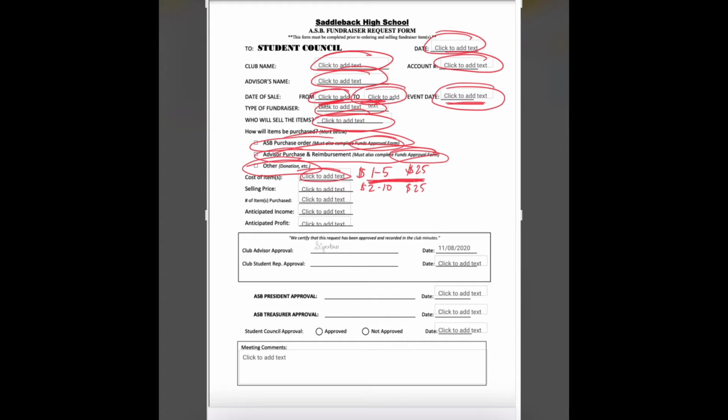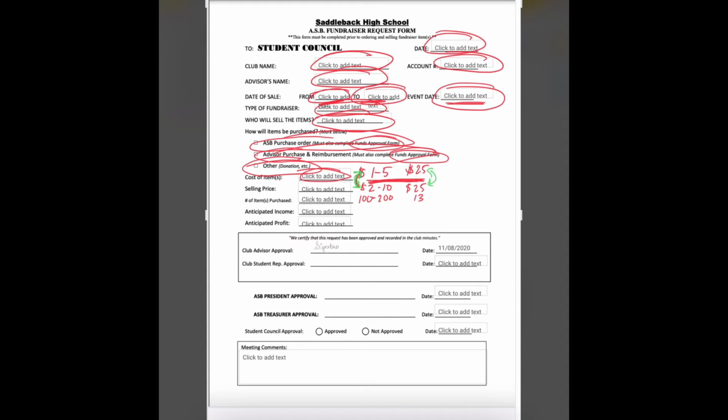Number of items purchased. Again, if it's a snack bar, it could be 100 to 200 items, depending on what you've got. If it is the bathing suits, in this example, maybe it's 13, because there's 13 people on the team who need the swimsuit. Anticipated income or profit, that would be the difference between these two. Okay? Or difference between here.